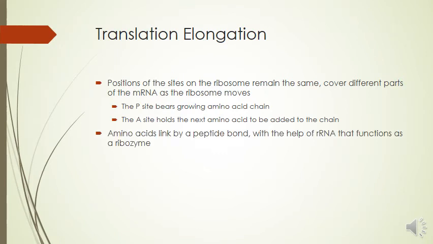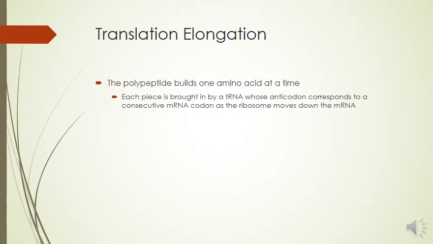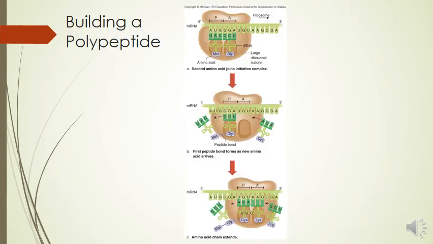Amino acids link by a peptide bond with the help of ribosomal RNA that functions as a ribozyme. The polypeptide builds one amino acid at a time. Each piece is brought in by a transfer RNA whose anticodon corresponds to the consecutive messenger RNA codon as a ribosome moves down the messenger RNA.